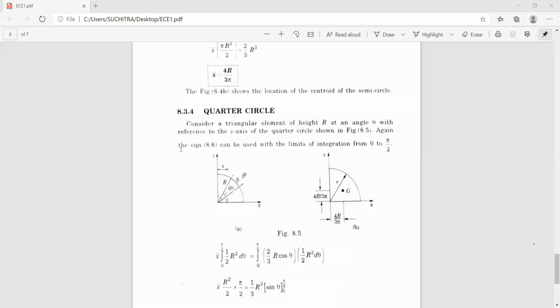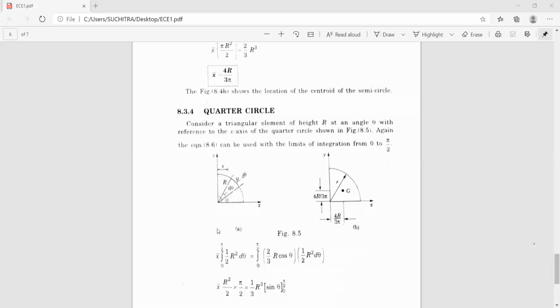Again, the same equation can be used with the limits of integration. So in the case of the semicircle, we have taken the limits of integration as minus pi by 2 to plus pi by 2. In the case of the sector, the limits of integration are minus alpha to plus alpha, whereas in the case of the quarter circle, the limits of integration are 0 to pi by 2.